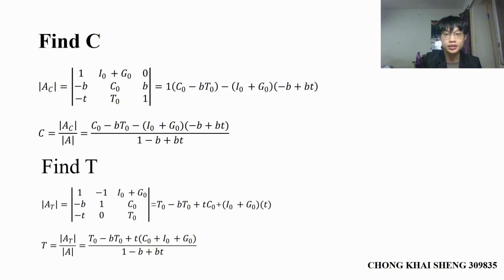To get t, we replace column 3 of A with matrix B and we get At. Then we find its determinant and divide by determinant of A. And we get t equals t naught minus bt naught plus t bracket c naught plus I naught plus g naught over 1 minus b plus bt.